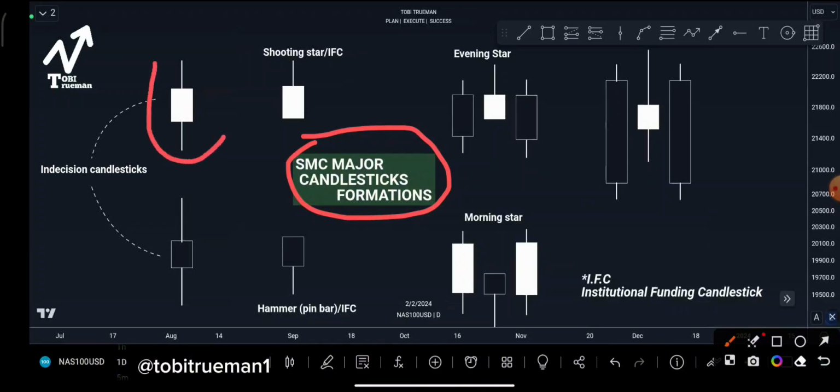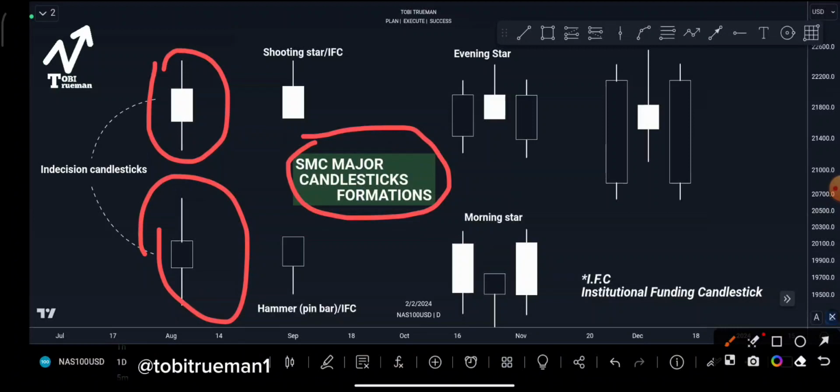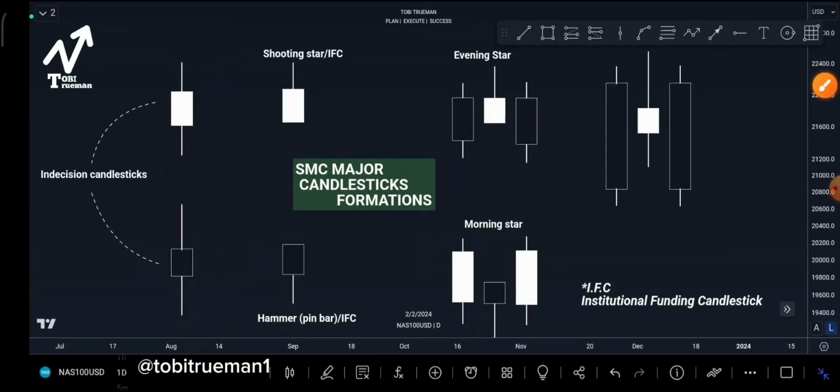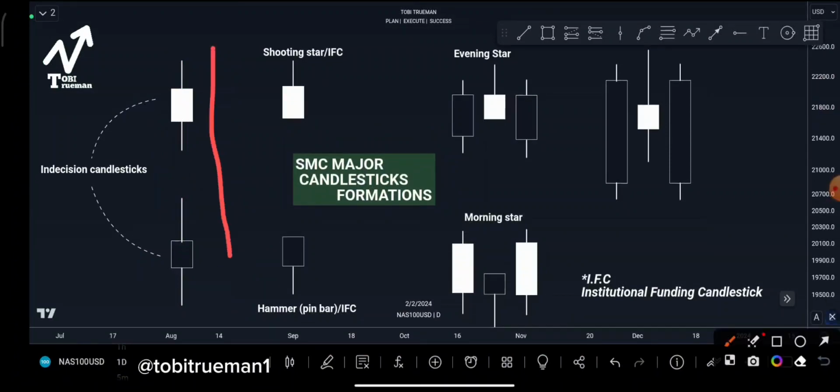You see, this one and this one here, they are called indecision candlesticks. This is how they form. The body of the candlestick is little. Then we have wicks on both sides, wick here at the top, wick at the bottom. The color does not matter. That's for the indecision candlesticks.